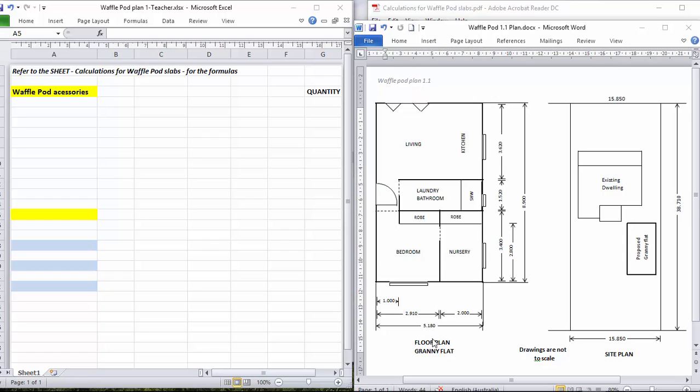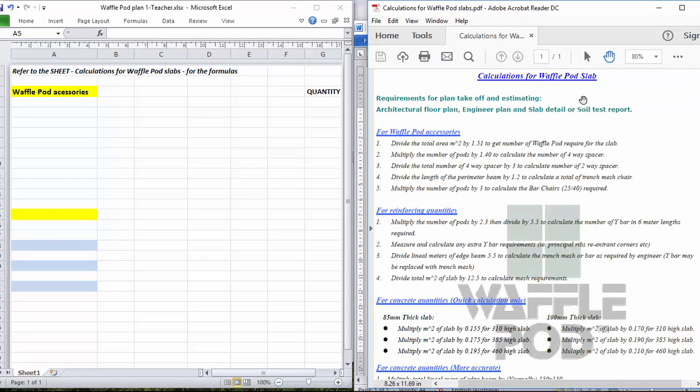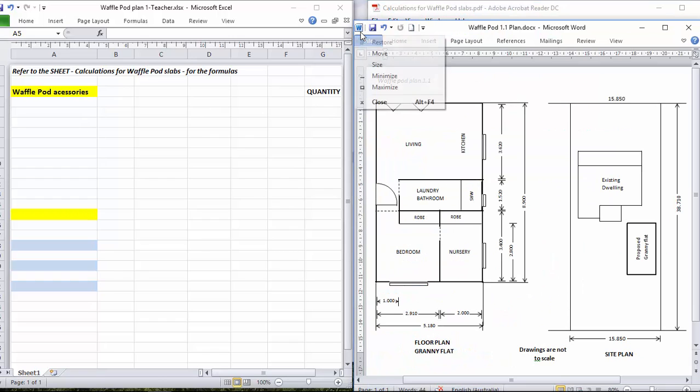And here we have the floor plan of the proposed granny flat, which is 5.18 by 8.9. We then have our formulas here, and these formulas are used by companies like One Steel to calculate the reinforcement requirements. Okay, here we have our spreadsheet, which we'll start using now.